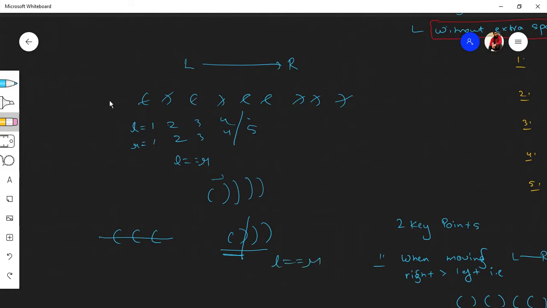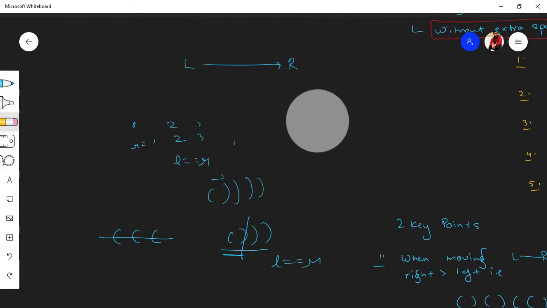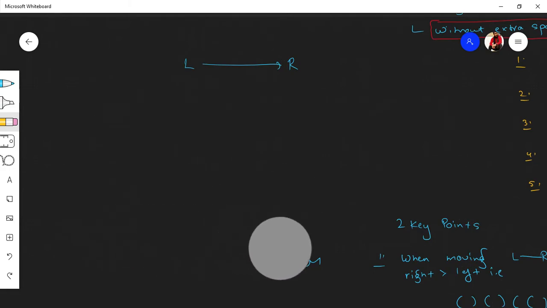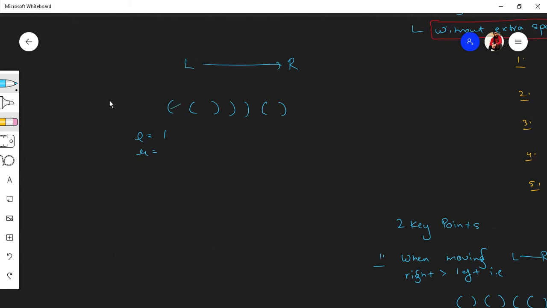I'll give you another example. This case is kind of important, why we are breaking it off. For example, we are starting like this. Now keep the count of L and R. So L is equal to 1, L is equal to 2 now. R is equal to 1, R is equal to 2.